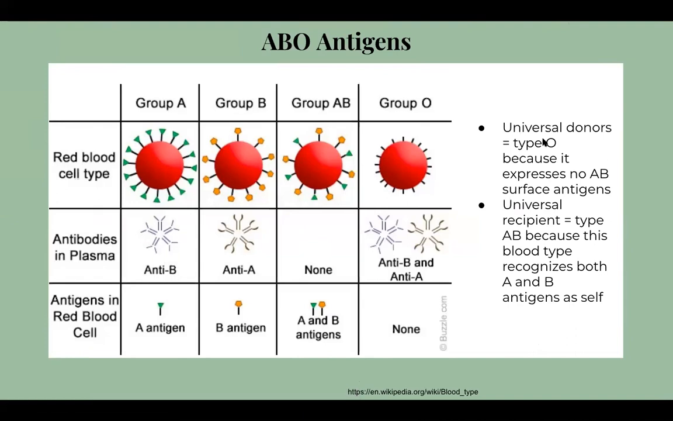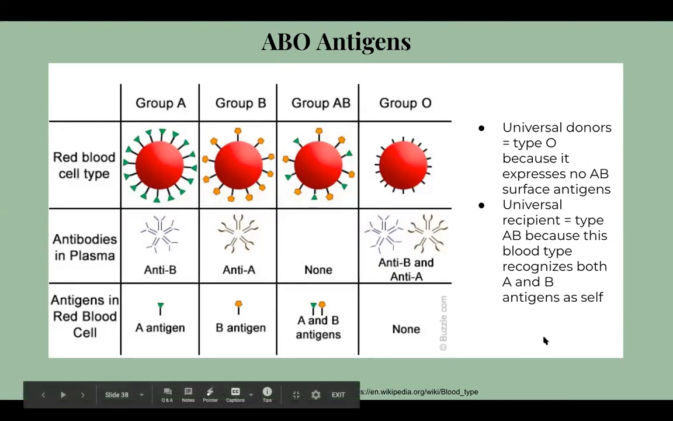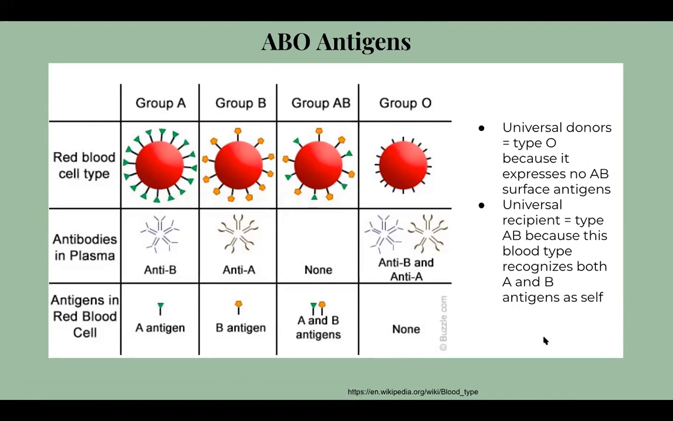Because type O doesn't have any antigens on its surface, no matter who you give the blood to, if they're A, B, or AB, there's no antigens on the cell surface of an O blood group red blood cell for the body to react against. So that is called the universal donor. And this chart only is looking at ABO antigens, but if we were to also look at the Rh factor and consider positive and negative blood type, the universal donor is O negative.